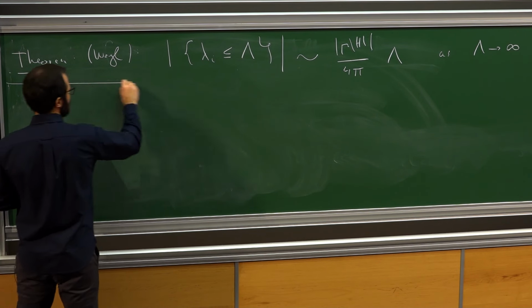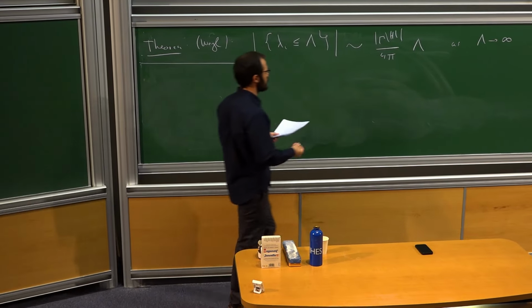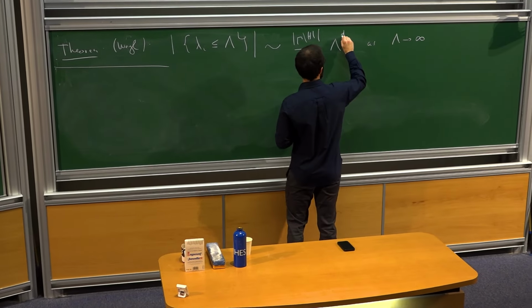Sorry, so the fact it's linear, is it because we are in dimension 2 here? That's right, yeah. In general dimension, this would be d over 2.